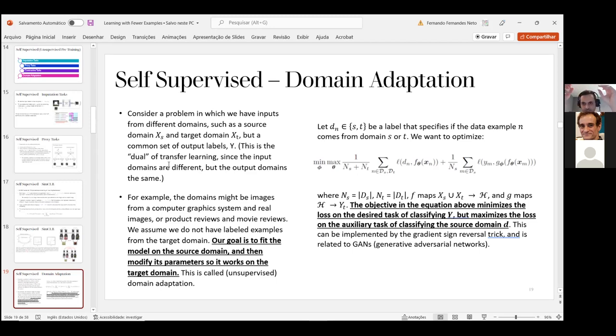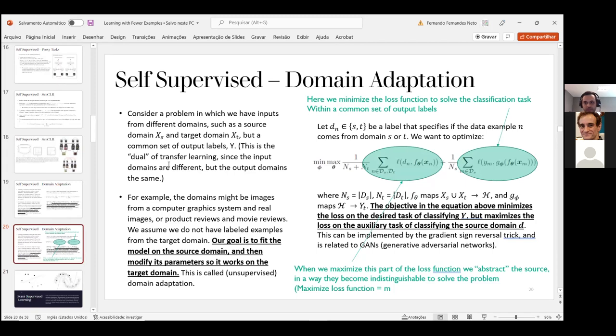And we want to optimize this loss function, where we should focus on the fact that F maps the union of XS and XT to a kind of meta domain, which here we can call H, and G maps H into Y, which is our common output. And the objective in the equation above is to minimize the loss on the desired task of training, of classifying Y, but also maximize the loss on the auxiliary task of classifying the source domain D. And this basically can be implemented by the gradient sign reversal trick. And this is related to GANs, generative adversarial networks.